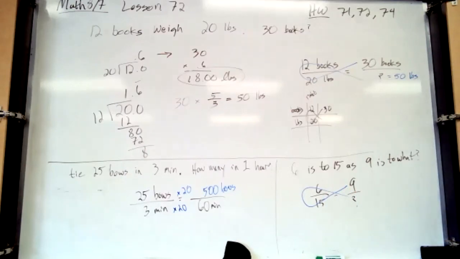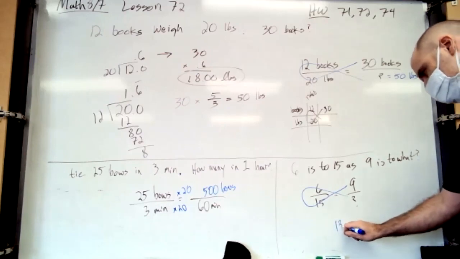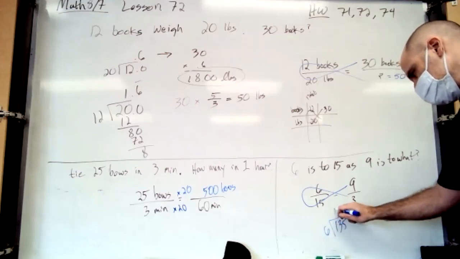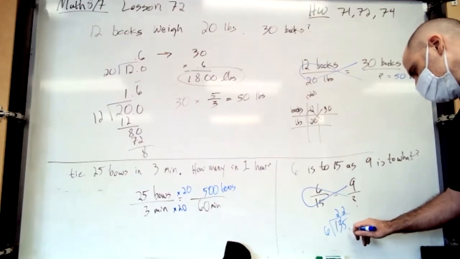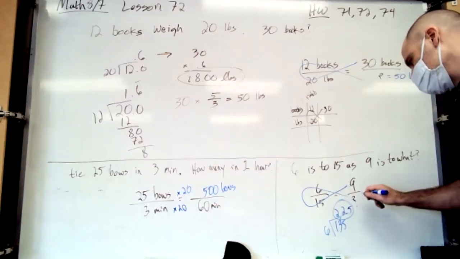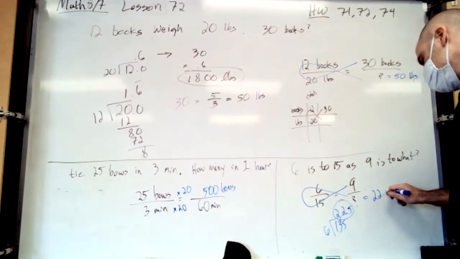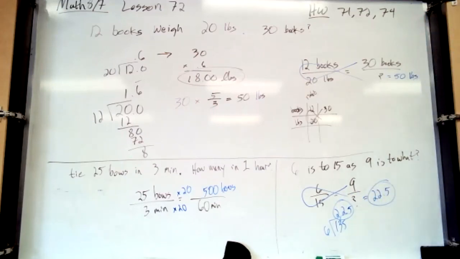Okay, so let's see. 15 times 9 is 90 plus 45, which is 135, divided by 6. So 135 divided by 6 goes in 22 times with 3 left over, which is 0.5. So 22.5. Not pretty, but you're not talking about bows. It's not 22 and a half bows or whatever. It's just numbers. You can only tie half a bow. Yes, that's the exact same way that I did it. The fish method? Good job.